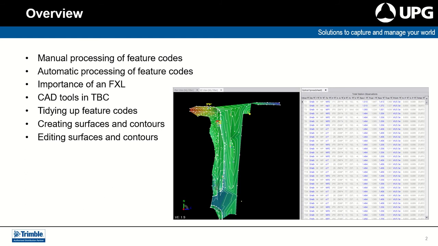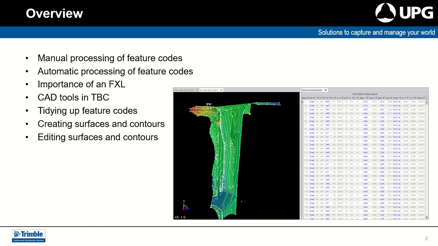In this video we're going to look at, to begin with, the manual processing of feature codes, which can be done. We're going to look at what CAD tools you can use and how they can be used to create data manually against your feature codes. We will also look at the automatic processing of feature codes, which would be a recommended process, and the importance of using an FXL in TBC.